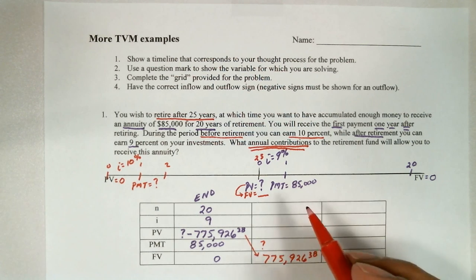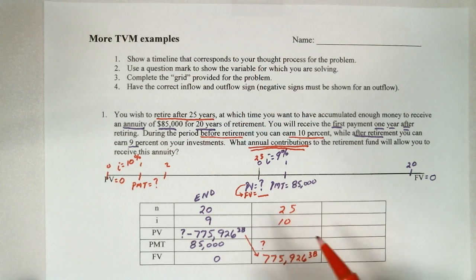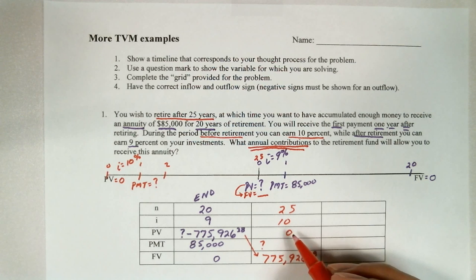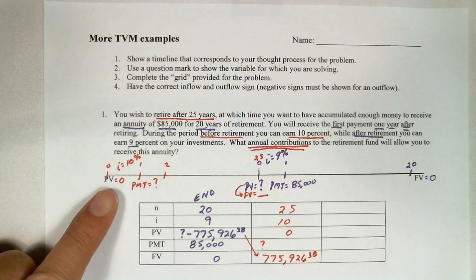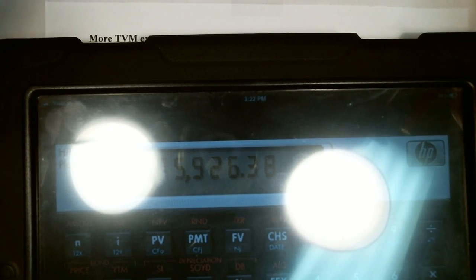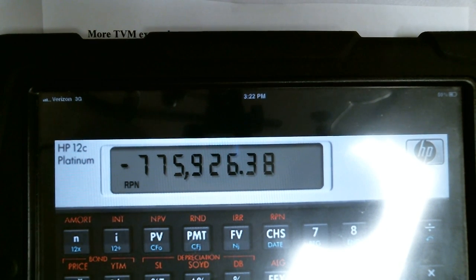We had already said that N is 25. The interest rate is 10%. The present value is 0. And why is that a 0? Because I don't have a lump sum payment, my bad, a lump sum amount going in initially. All right, so now do what we did just a moment ago with our calculator. And here's what I'm going to do. I'm going to change the sign there and enter that as my future value.